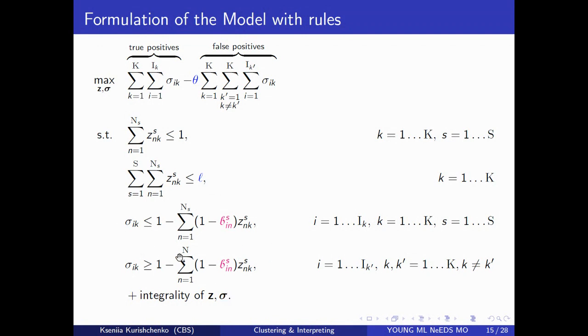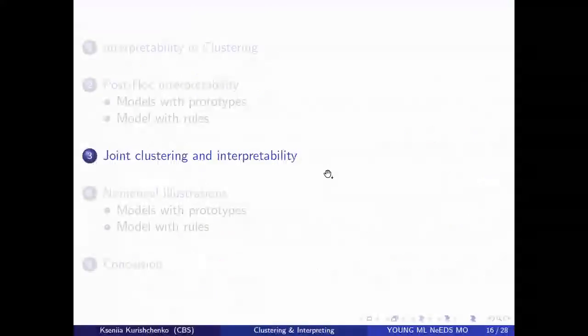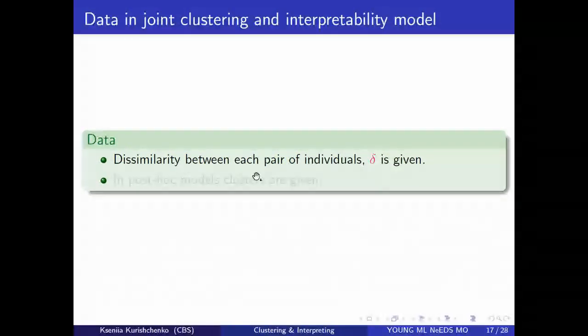And some other constraints. So this model contains only the interpretability measure, which means that we are not doing clustering here. But we can adjust this model and insert clustering, and I will show you how we can do this. So now I want to show you joint clustering and interpretability. Just to remind you, now we don't have clusters, so we will decide them in the model, but still we have the similarity between each pair of individuals.